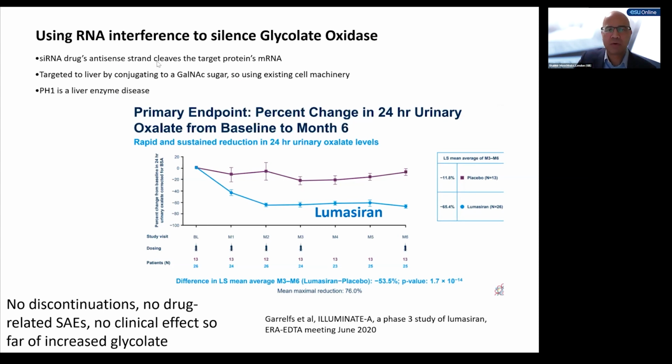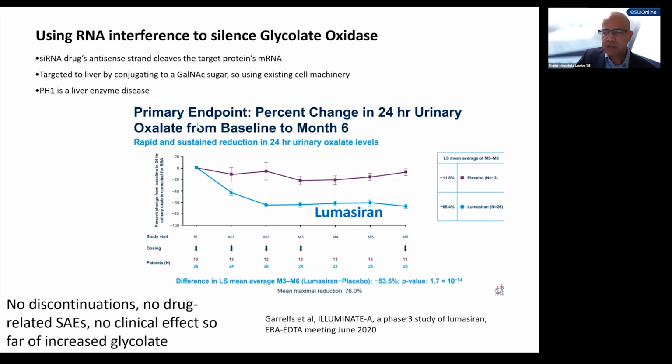And the other really good thing about the technology that's been developed for this is that it's specific for the liver, which is great, because we don't want it to affect the same gene or enzyme protein anywhere else in the body if it exists anywhere else. And that's useful because PH1, as I said earlier, is actually a liver disease.